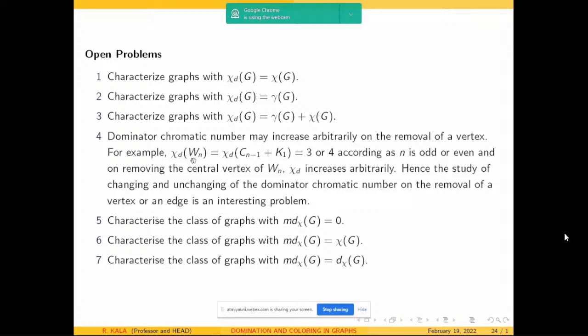If I take the wheel, and suppose I remove the middle vertex, that is the central vertex of the wheel, then χD increases arbitrarily because you don't have one dominator coloring. When you looked at Wn, the dominator property was taken care of by that center vertex, so you need not worry about it then. But now if I remove it, I can have an arbitrarily large dominator chromatic number. So the study of changing and unchanging dominator chromatic number is also an interesting problem.